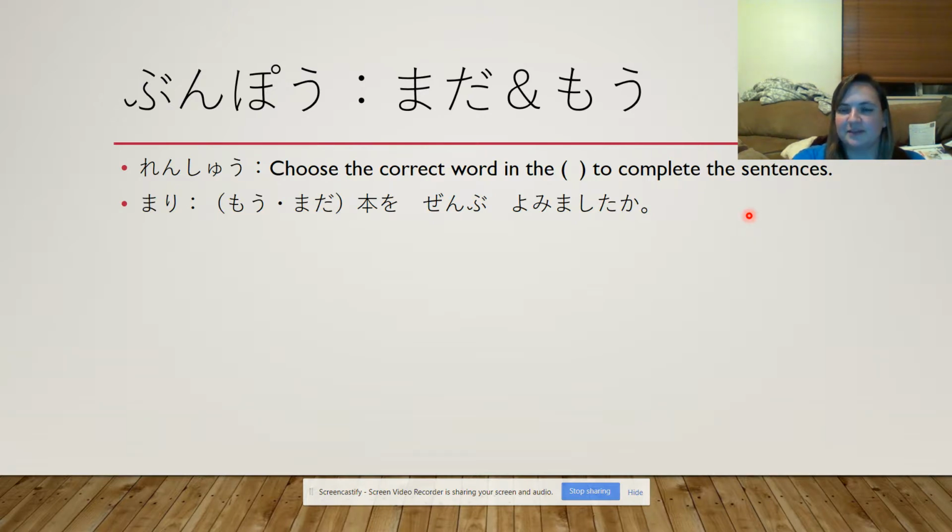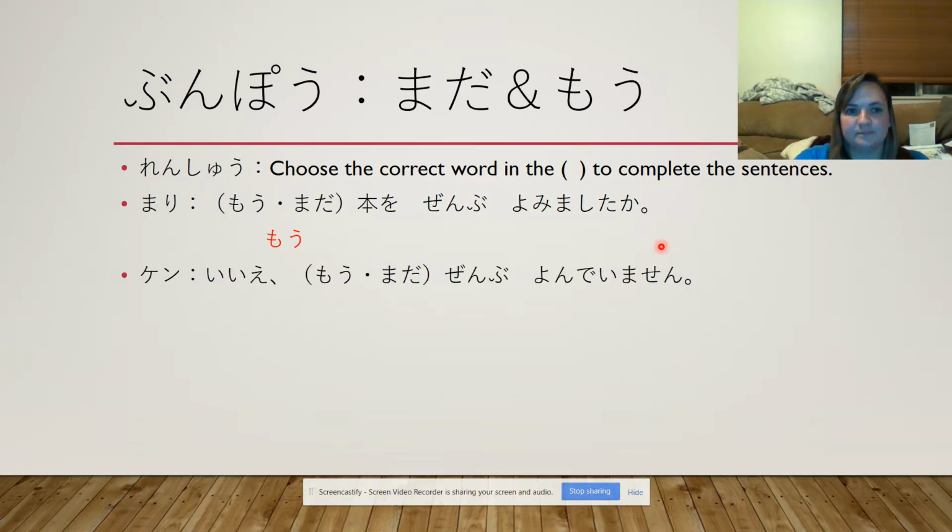Go ahead and pause it once you've come up with your answer. いいですか? じゃあ行きましょう. If you picked mo, you are correct. So we're basically asking, have you already read the whole book? Remember, if you didn't remember, zenbu means all of it. So mo, ho, zenbu yomi. Did you read the book all the way through? Did you read all of the book, right?